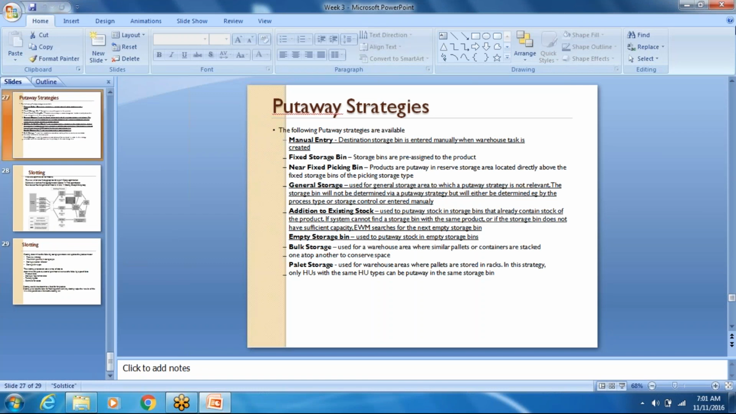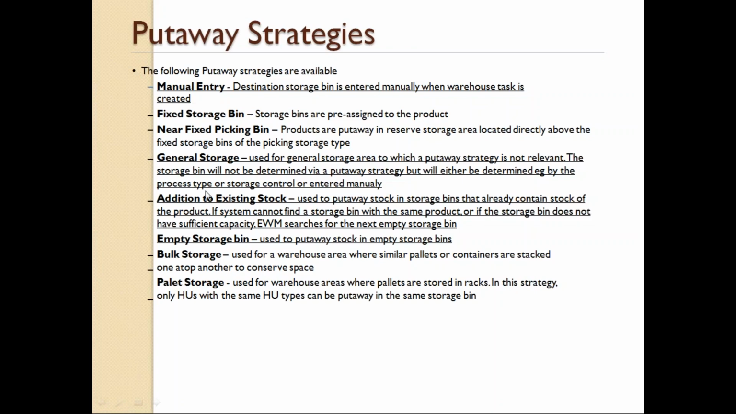So we have been discussing different strategies yesterday. We spoke about manual, general, addition to stock, empty. Then today we are just going to cover the last few strategies: the fixed bin, near fixed bin, bulk storage, and pallet. First, we'll understand what the fixed bin strategies are.